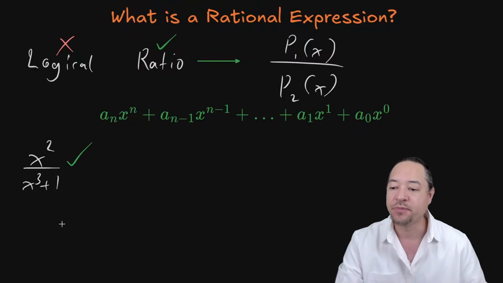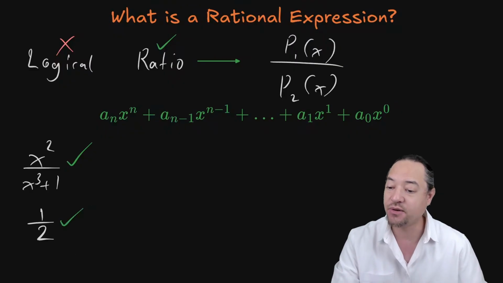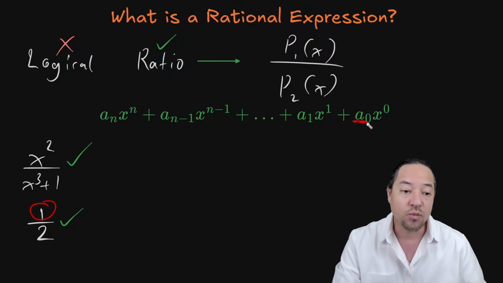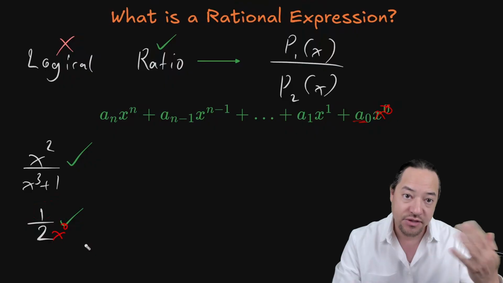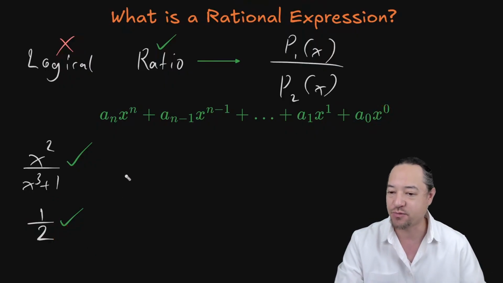Okay, let's try another one. How about the number 1/2? Is this a rational expression? Well, technically, yes, it is. Okay, it's kind of an odd way to think about rational expressions, but it is in fact a rational expression. 1 is basically 1 times x to the 0, and 2 is 2 times x to the 0. These are both technically polynomials, so this would in fact be a rational expression.